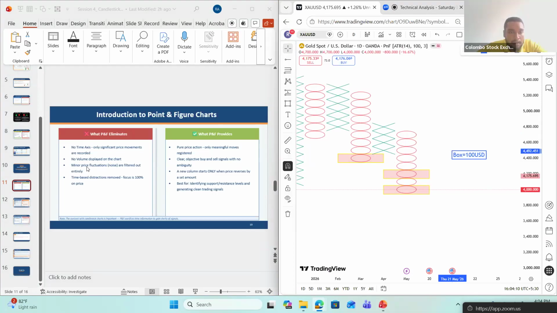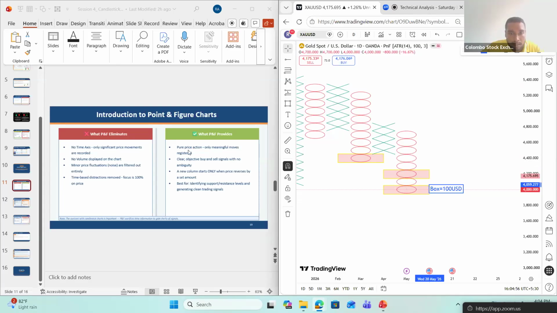So when minor price fluctuations happen, let's say a price movement of 50 happens in gold, that is not marked. They are ignored. Only when there's a 100 USD move in gold is the price recorded in the point and figure chart. So if there's a 20 move, it is not recorded. Basically, if there's a 20 move, we should at least wait for a 100 move for the point and figure chart to represent that.